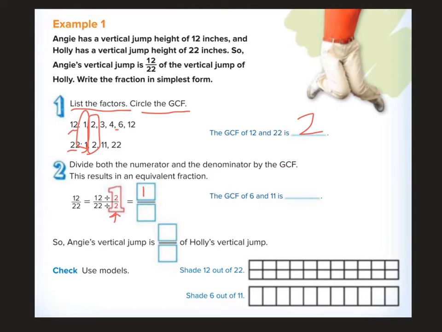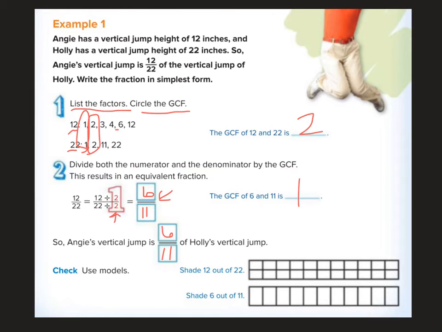12 divided by 2 is 6. 22 divided by 2 is 11. So 6/11 would be simplest form. The GCF of 6 and 11 is 2. Oh, no it's not. It's 1. So therefore I know it's in simplest form. So Angie's vertical jump is 6/11 of Holly's vertical jump.